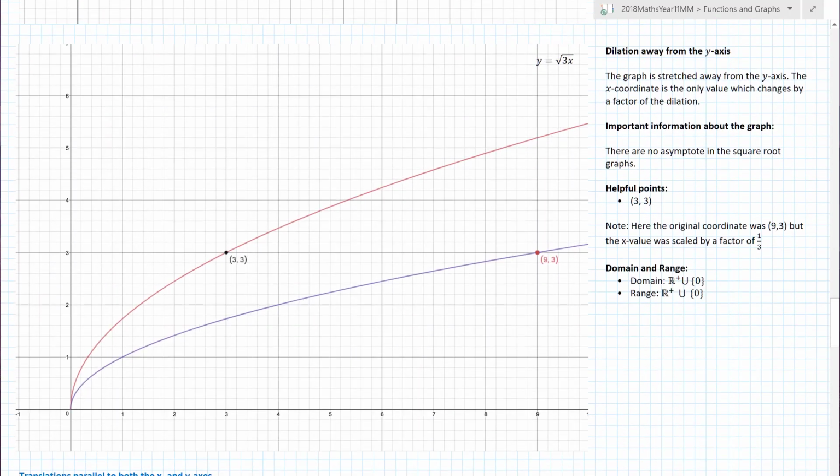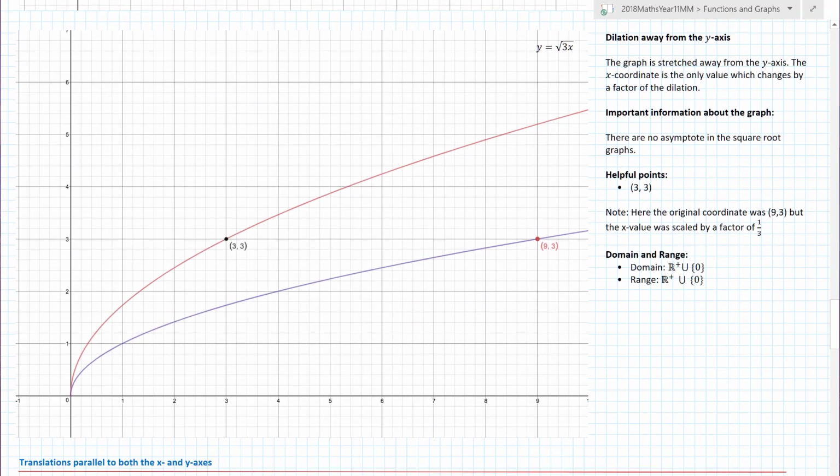A dilation away from the y-axis. Right, so what are we trying to do? Well, in this situation, we're stretching this way. Now, here is the value we are looking for. If it's inside the square root sign, it will be doing the opposite of what we're expecting it to do. So whereas it says 3x, it actually means that we are going to be dilating all of my values a factor of 1/3. That's interesting. So what was the standard graph?